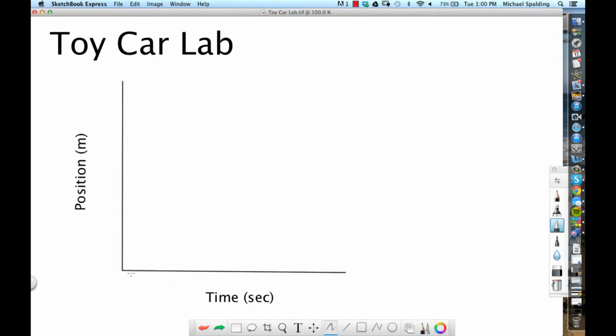Because remember, what's the important thing to know on a position time graph? And don't memorize it. Slope. So what's slope? It's rise. What are we measuring the rise in? Meters. What do we measure the run in? Seconds. What's meter per second? Velocity.